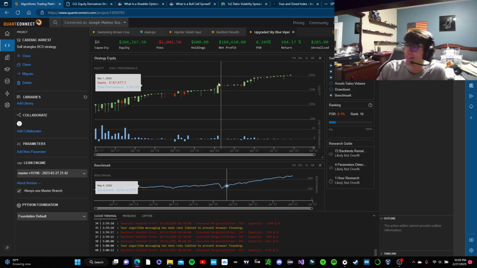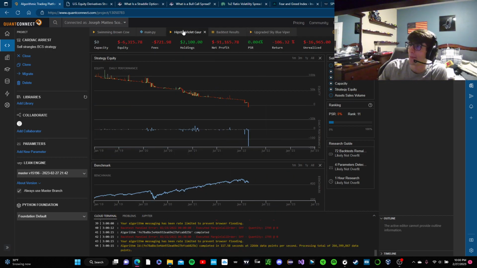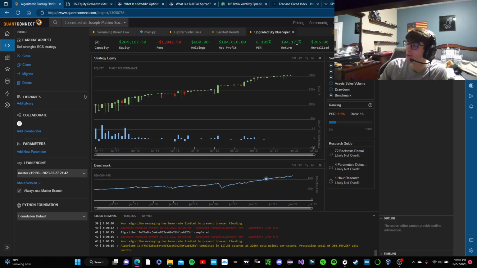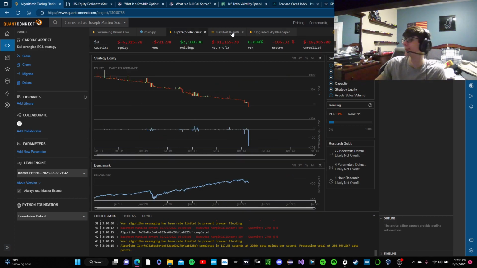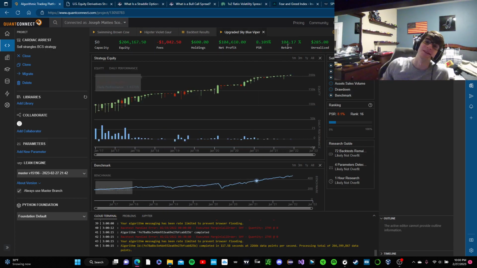But here we can see that the crash actually made it pop a little bit. So, yeah, it's done. It's minus 106% return. It's actually almost totally inversed. That's pretty funny. I'm going to copy and paste this code and put it in there.